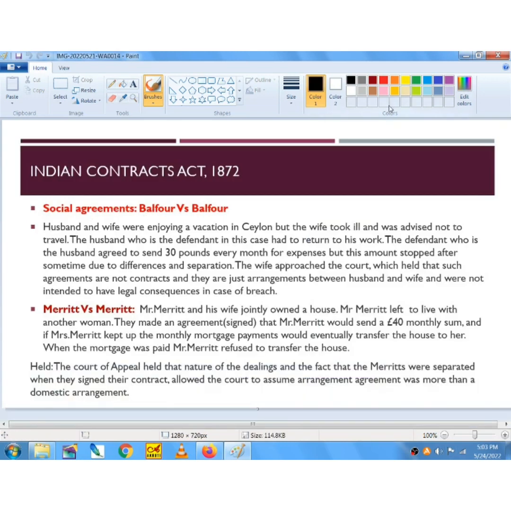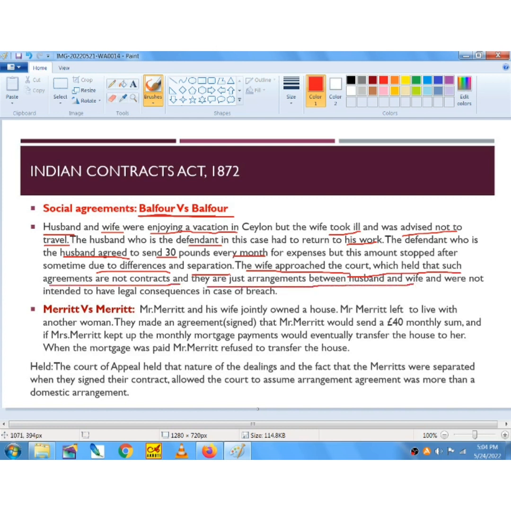So these two cases will be explained, which are the example of social arrangement and the difference between social arrangements and legal agreements. In the case of Balfour versus Balfour, a husband and wife were enjoying a vacation, but the wife took ill and was advised not to travel. The husband, who is defendant, had to return to his work, so the husband agreed to send 30 pounds every month. But after some time, due to differences and separation, the amount stopped. Then the wife approached the court, which held that such agreements are not contract and they are just arrangement between husband and wife.